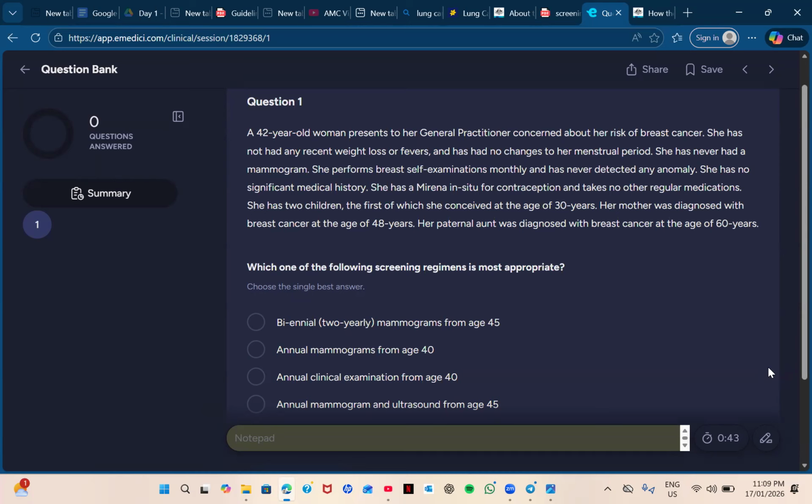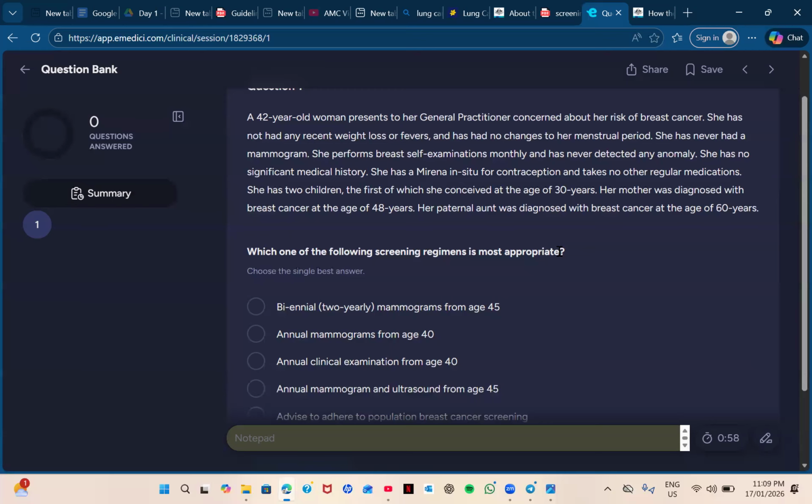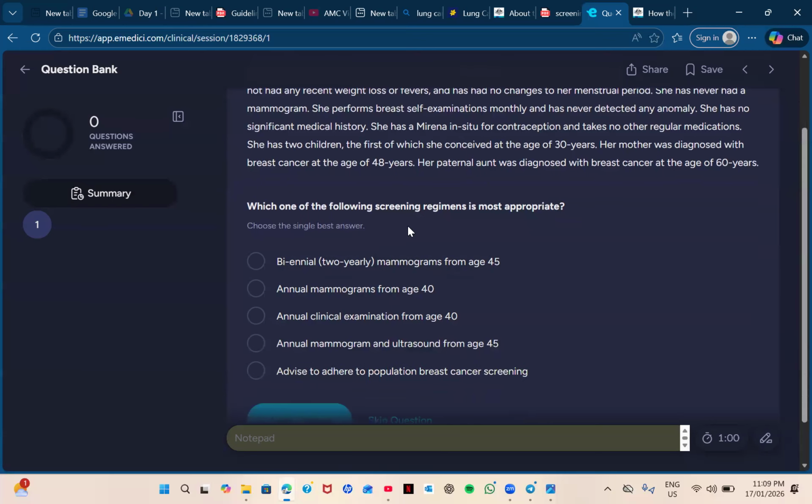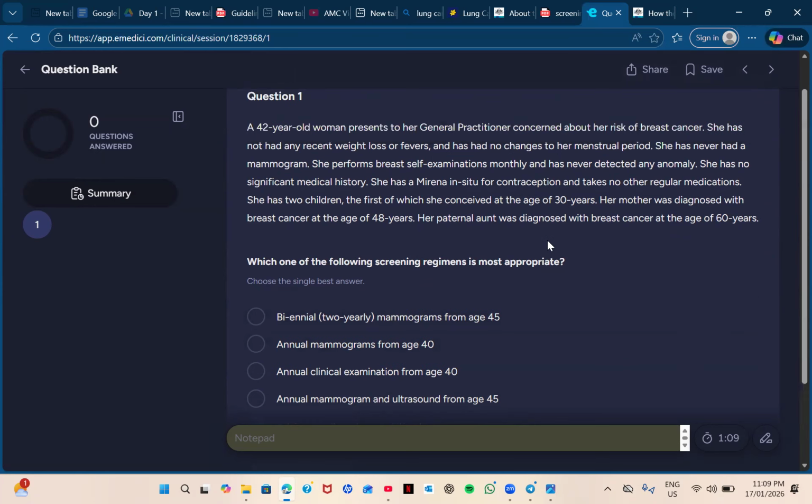Her mother was diagnosed with breast cancer at the age of 40 years. Her paternal aunt was diagnosed with breast cancer at the age of 60. So, which one of the following screening regimes is most appropriate? What do you think? So, type your answers in the chat.